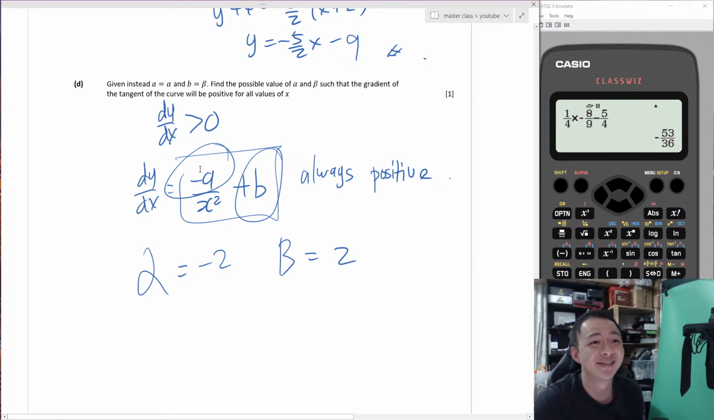Where's my mouse cursor? I lost my mouse cursor, seriously.